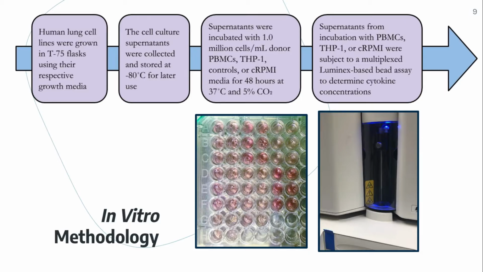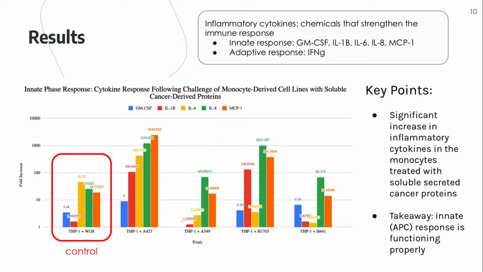A multiplexed proteomics assay, the Luminex assay, was then used to analyze the immune response. The immune response is measured by the concentration of different cytokines, chemicals, it excretes. Some cytokines are inflammatory, so they encourage the immune response, while anti-inflammatory cytokines suppress the immune response.